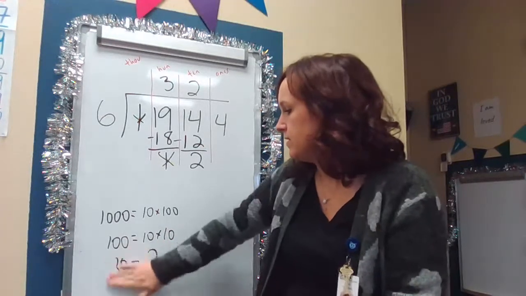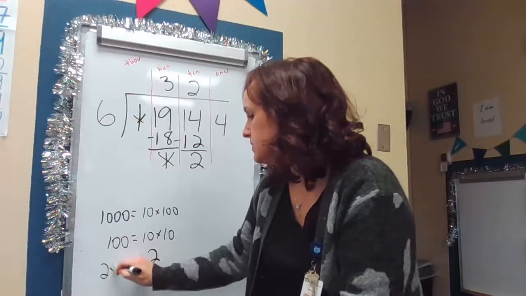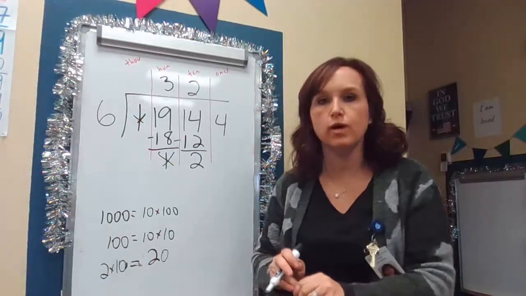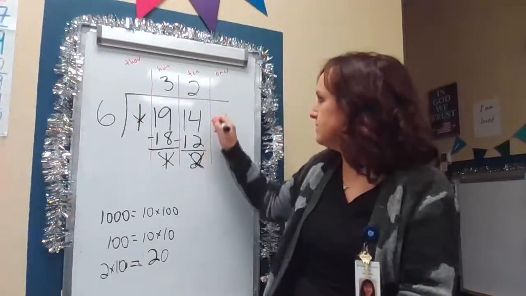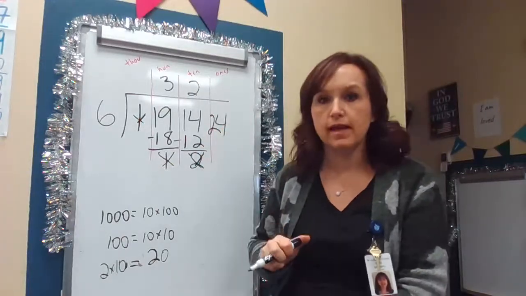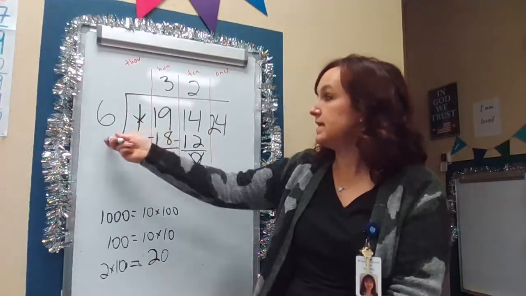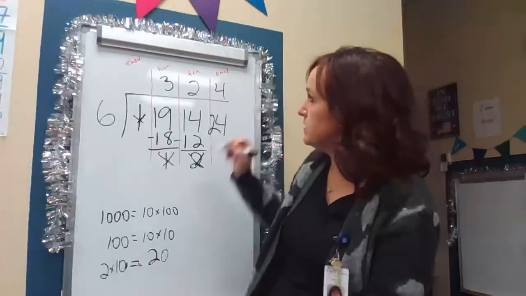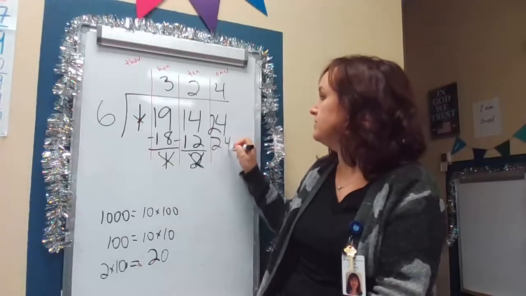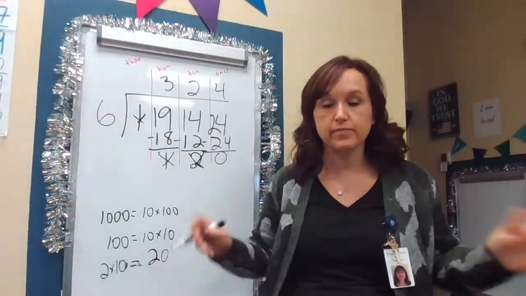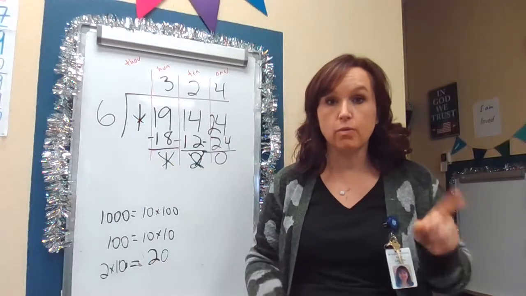what am I trying to do here? If I have 2 tens, that's the same as 20 ones. So I'm going to trade this in for 20 ones, and I already had 4. So now 6 times 4 is 24. So I will have used all of my money. I will have given all of my money away. All right, let's do one more.